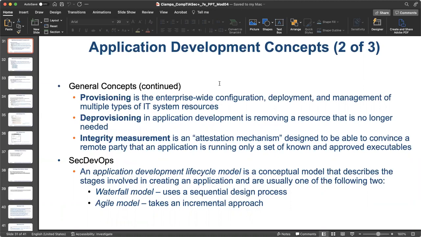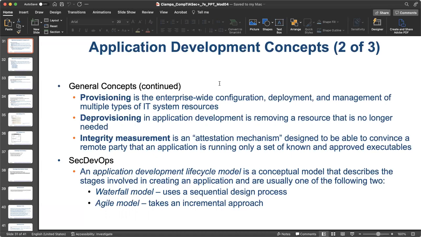So the general concepts are, again, quickly going through these, because talking about software development for cybersecurity-focused IT people is not really that fun, but we just want to talk about the topics. We do have provisioning, which is the enterprise-wide configuration, deployment, and management of multiple types of IT system resources. Basically, a central system looking into every single step from your development to the deployment and to the test and everything. We have deprovisioning, which in application development is removing a resource that is no longer needed.